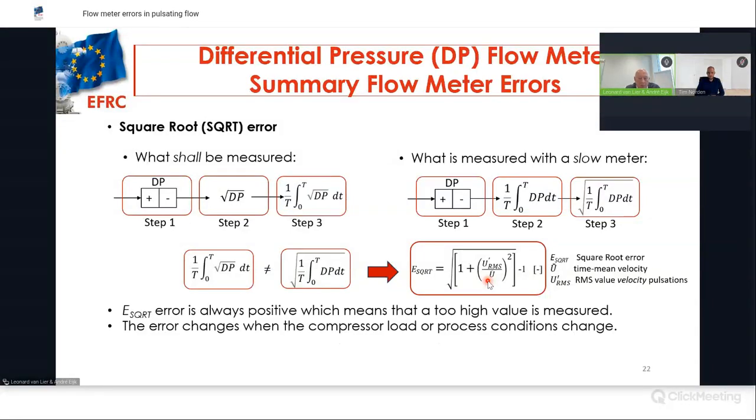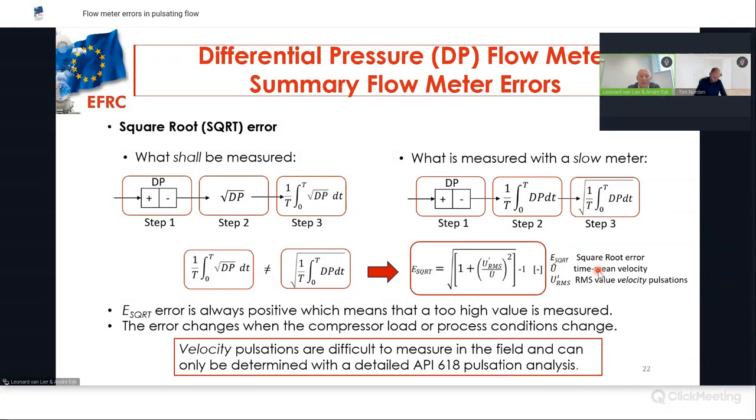The square root error is always positive, which means that a too high value is measured, and if you pay for the gas, of course you pay too much. And you shall also be aware of the fact that if the compressor load or the process conditions change, then also the error changes because the velocity pulsations will change. The velocity pulsations are very difficult to measure in the field and can only be determined with a detailed API 618 pulsation analysis. So if you would like to determine the square root error, you really need to do a pulsation analysis.